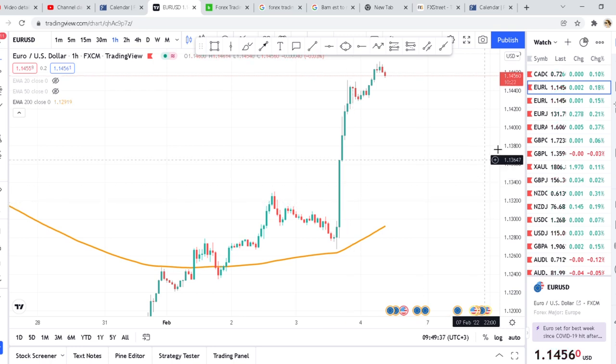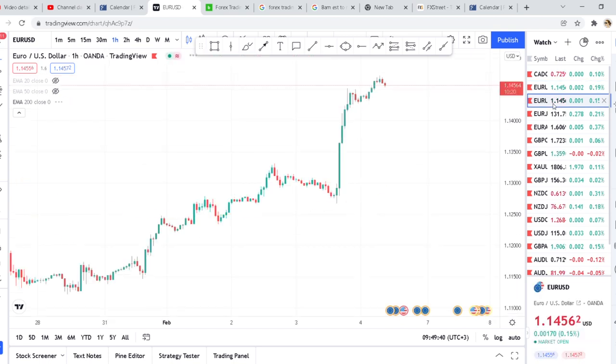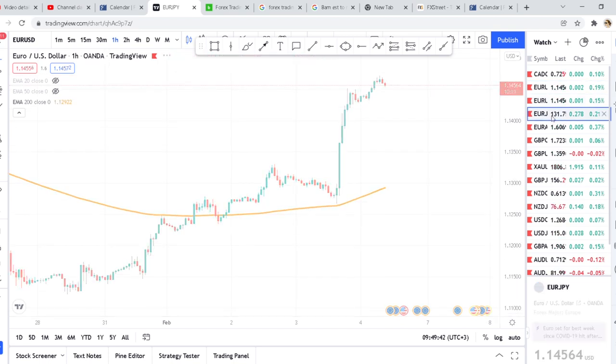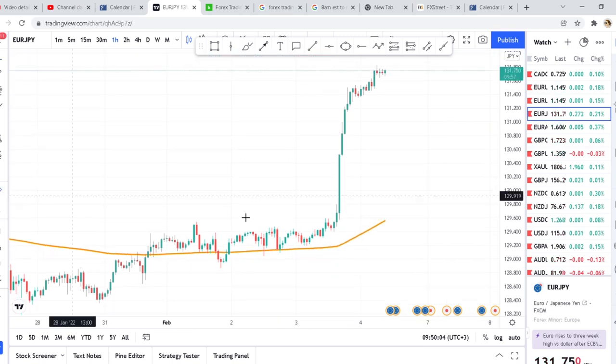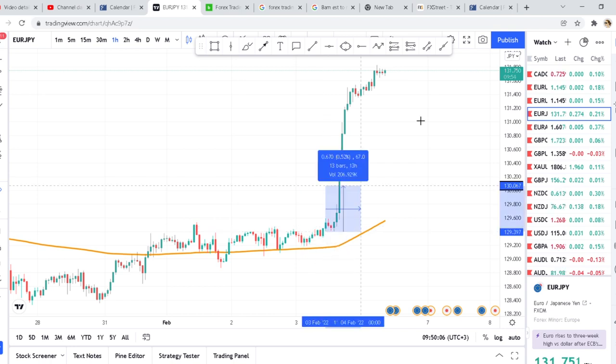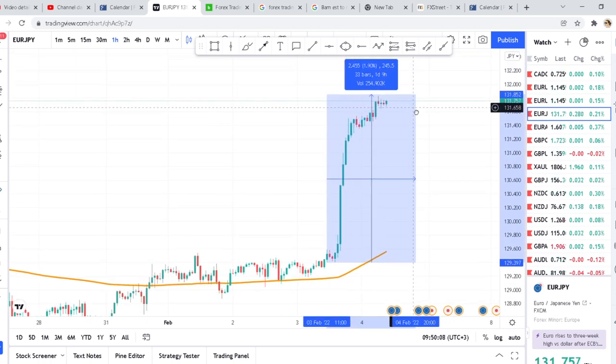Let's go to Euro JPY. The price had been above the 200 moving average, so even if there were no news, you would be thinking of buying this market. That is first. That's how you trade the news: the technical analysis must support you. Now, as we are seeing, the market moves away from the 200 EMA. This is where the news was announced, and you can see the pair moved 245 pips. Euro JPY moved 245 pips.